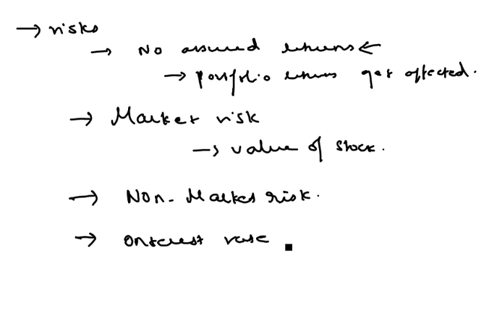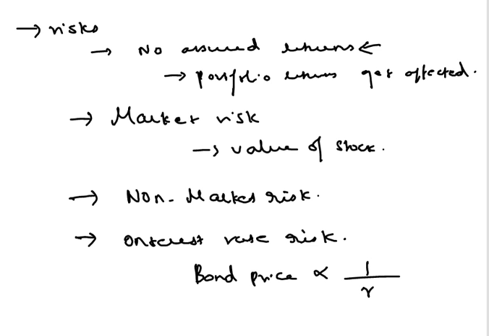Interest rate risk: usually we know that bond prices and interest rates are inversely proportional. They move in opposite directions. When the interest rates rise, the bond prices fall, and if the bond price falls, then this decline in the underlying securities affects the fund negatively. So ultimately, the portfolio's performance will get affected.